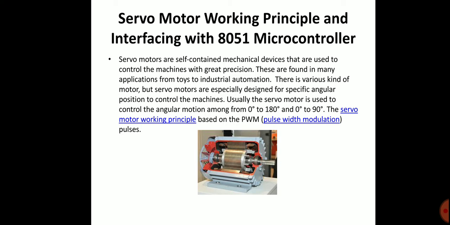Here we cover the servo motor working principle and the interfacing with the 8051 microcontroller. Servo motors are self-contained mechanical devices that are used to control machines with great precision. These are found in many applications, from toys to industrial automation. There are various kinds of motors, but servo motors are especially designed for a specific angular position to control machines. Usually, the servo motor is used to control angular motion from 0 to 180 degrees and 0 to 90 degrees. The servo motor working principle is based on PWM, that is, pulse width modulation pulses.